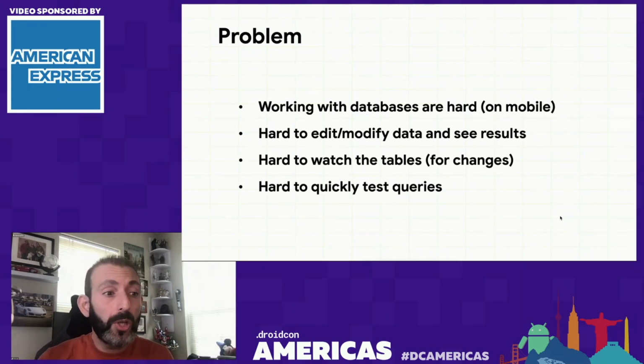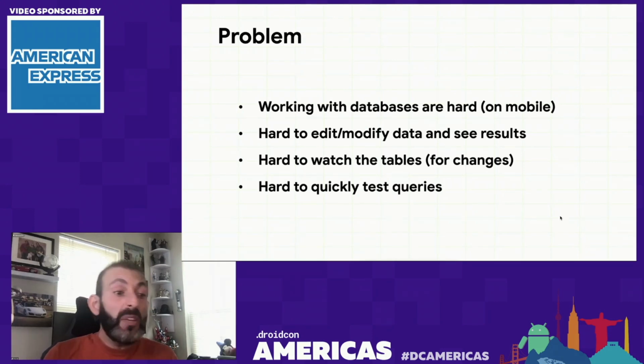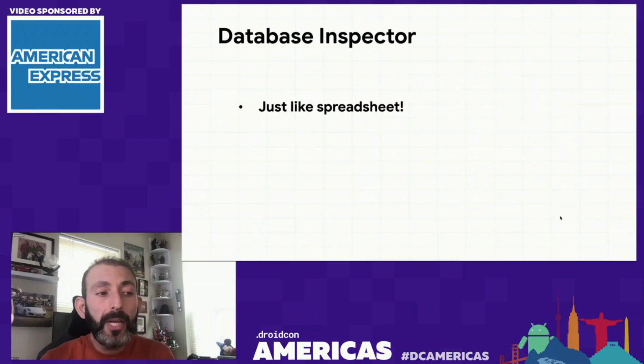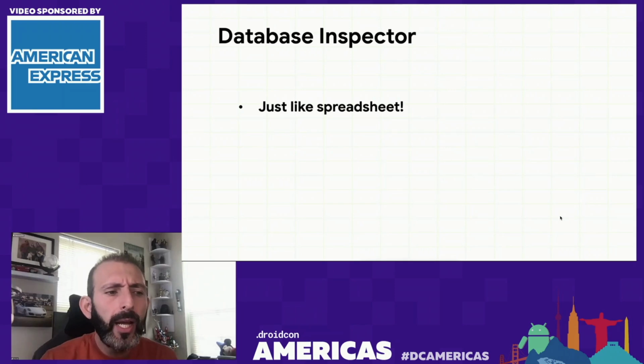Unlike web or server-side development, it's not super easy to query and even see your databases. It gets even harder if you want to modify or delete the data. Similarly, there is no easy way to watch your tables for changes while you're interacting with the app. If you're using Room, you can make sure that queries are valid because they're compiled, but still there is no easy way to run a query and see the results. The Database Inspector is available starting with version 4.1 Canary.